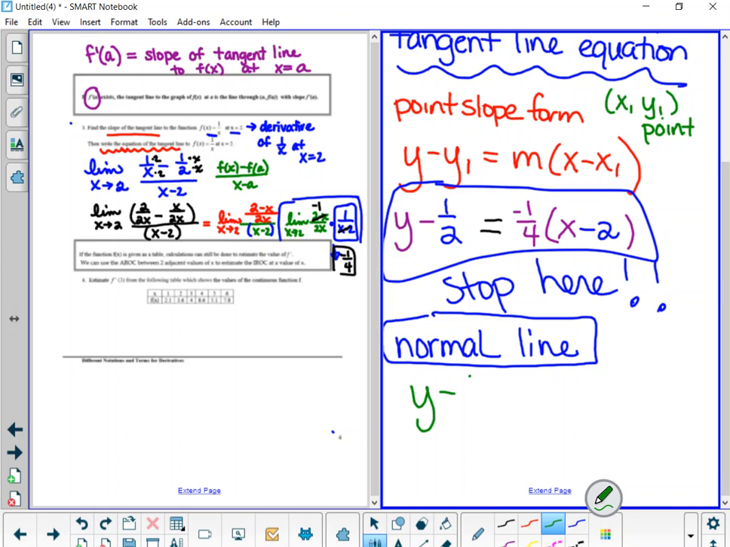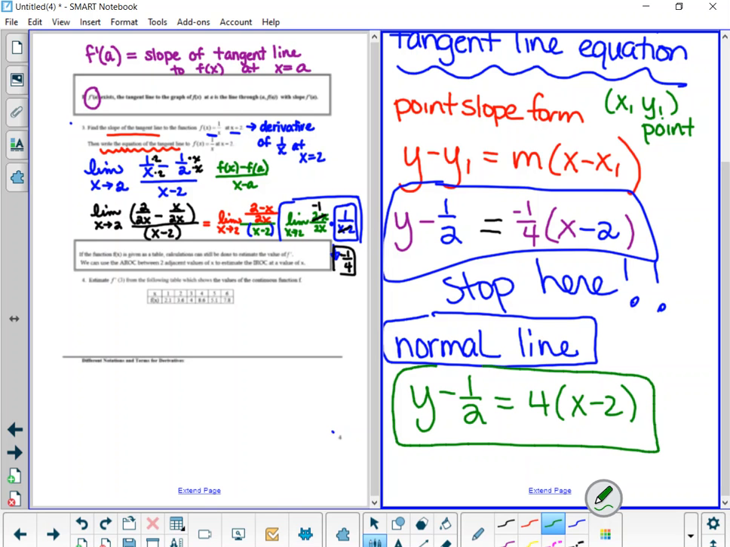Okay. So here would be the normal line to that tangent line. How are they related? They're perpendicular. How do you know that they're perpendicular? Their slopes are opposite reciprocals. Yes, that is the definition of the normal line. The normal line is perpendicular to the tangent line. So if you make a tangent line, you can make a normal line in 2 seconds.